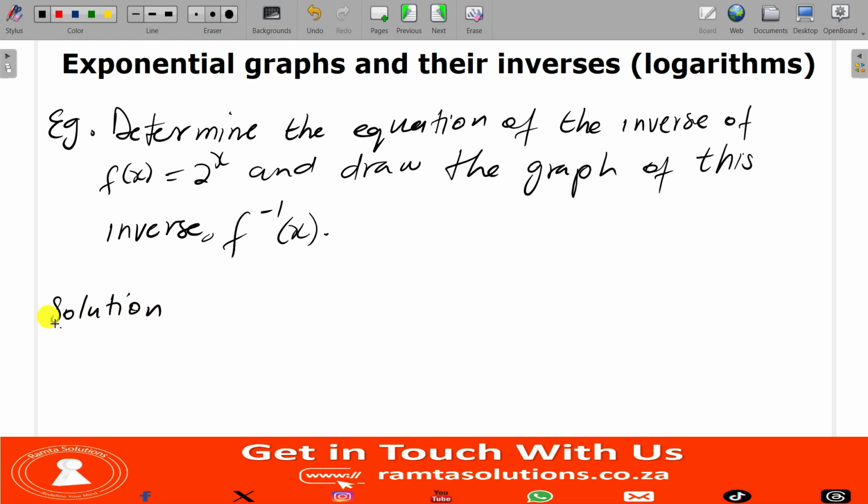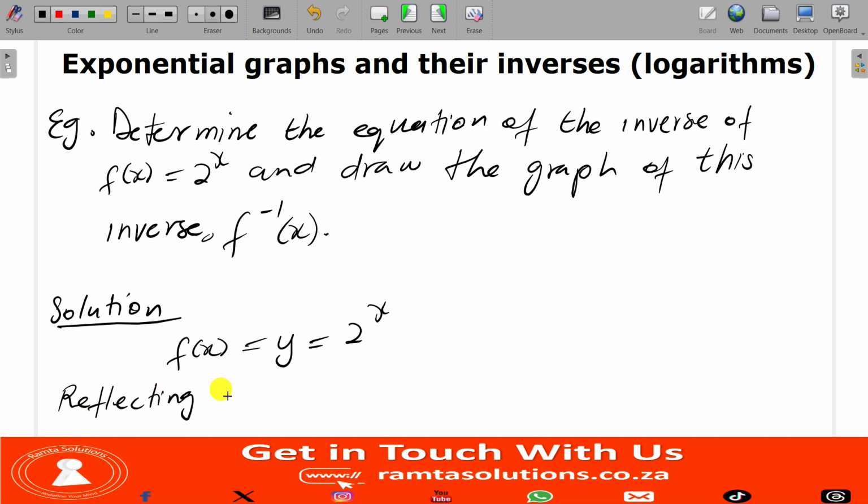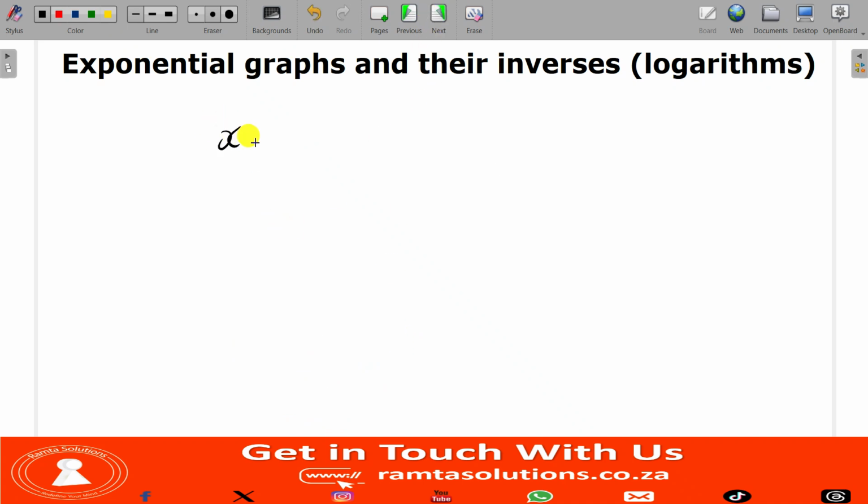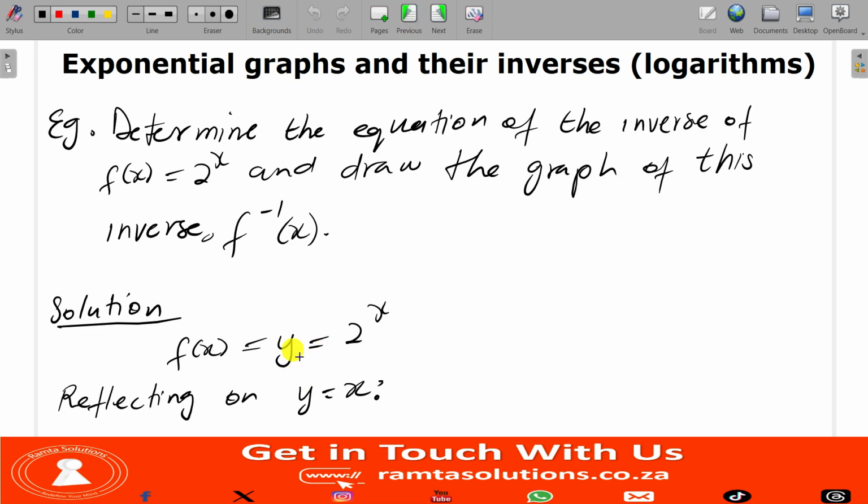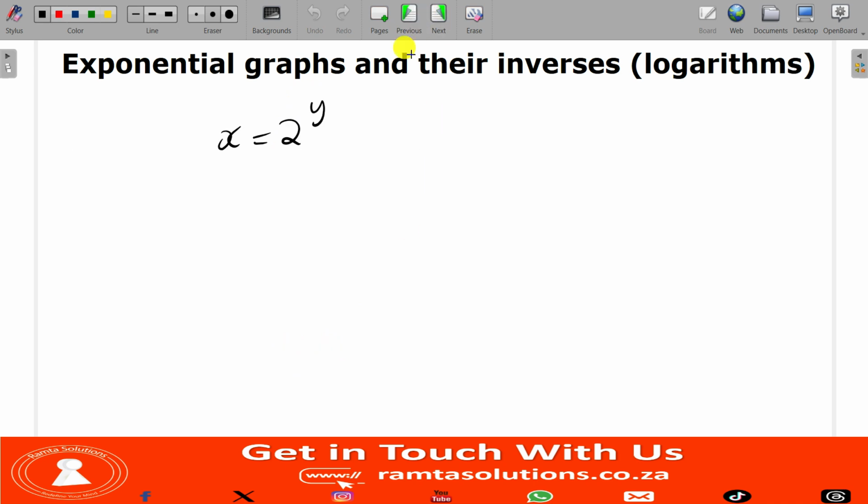Our solution, we will say, f of x, we know that it is same as y, it is equal to 2 to the x. I like writing this instruction, reflecting on y equals x. This is me guys, you don't have to, but I like it. So what is x you put y, what is y you put x. So this then becomes x equals 2 to the y. Do you remember? Whether it's x you put y, whether it's y you put x. All right, perfect.